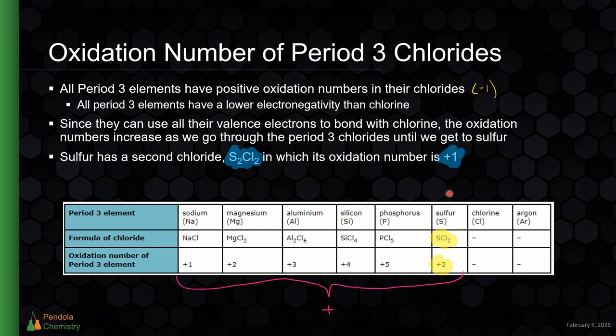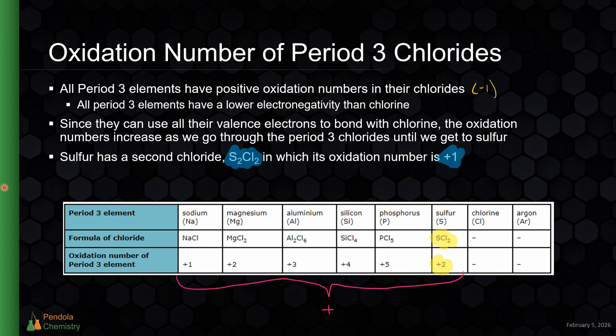Chlorine is obviously not going to have a compound with chlorine, because it will just make the element diatomic chlorine. And then argon, like we said, is a noble gas, so it's not going to bond with chlorine. Now we can see here the compounds that are created: NaCl, MgCl2, Al2Cl6, SiCl4, and PCl5.